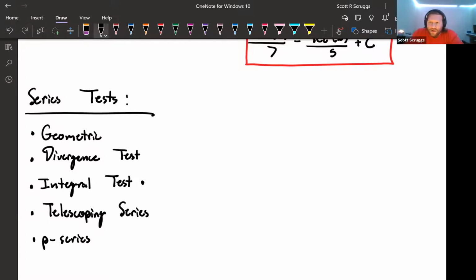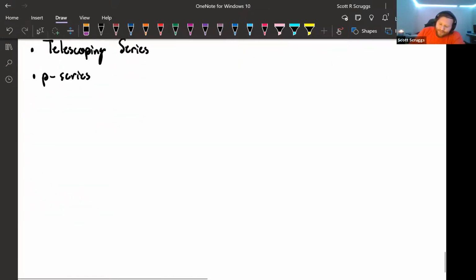So in my opinion, the hardest part about series tests, just like when y'all were doing integrals, is knowing when to use each particular test and when each test is appropriate. That's the hardest part. And so during this, I plan on covering first when to use the test, and then going over examples of how to use each test. So first, geometric.